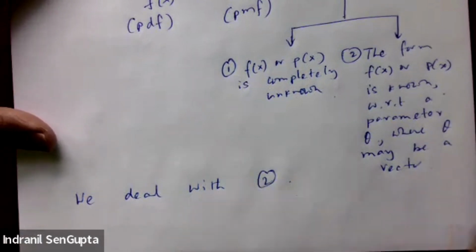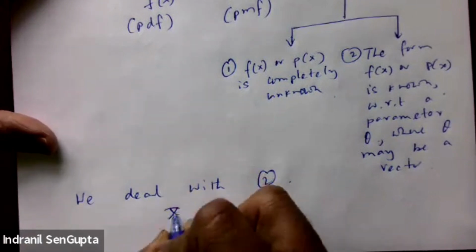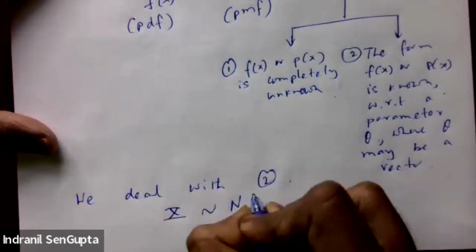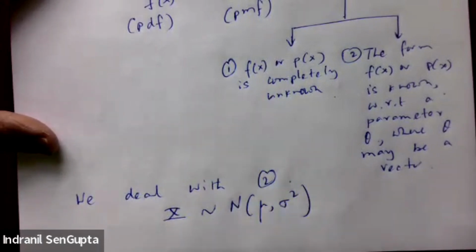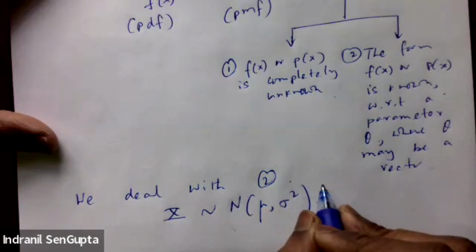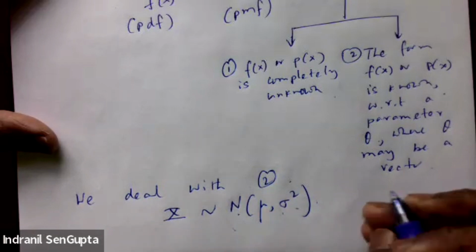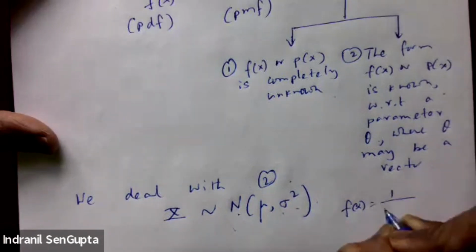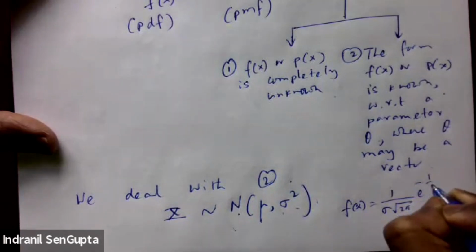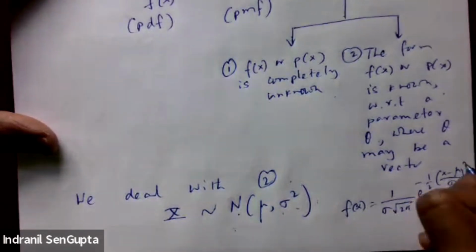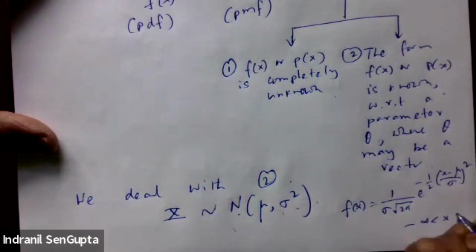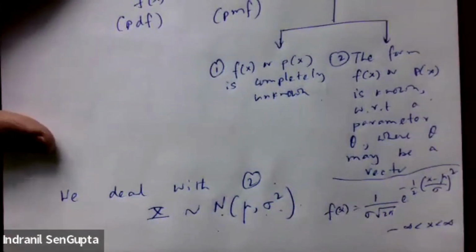So what will be an example? Suppose X is a random variable that is known to follow a normal distribution with mu, sigma squared. In this case, the form of the PDF is known. For example, we know what this PDF looks like. So f(x) here is 1 over sigma square root of 2 pi, e to the minus 1 half ((x minus mu) over sigma) squared, for minus infinity less than x less than infinity. So that is the form of the PDF.